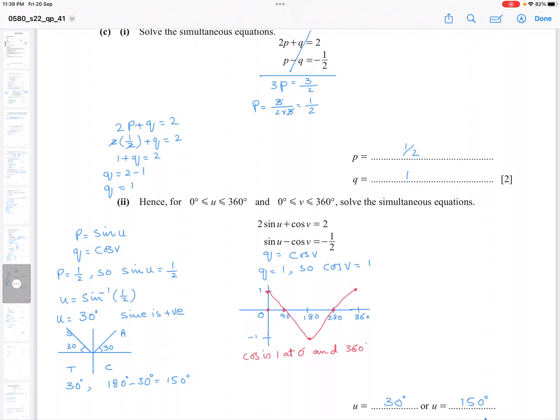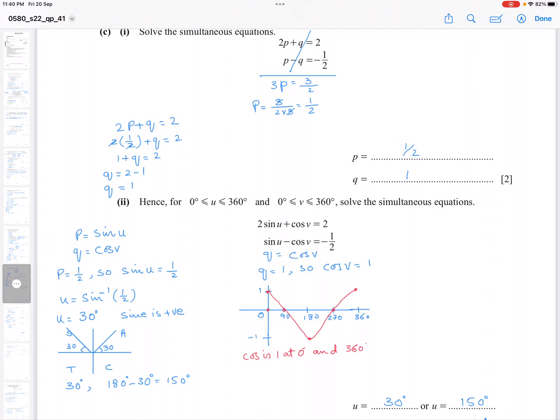So sine is positive. So see where sine is positive, A, S, T, C. So in the first quadrant sine is positive, and in the second quadrant sine is positive. So in the first quadrant, this basic angle which you have just found, 30 degrees, would be your theta as well.